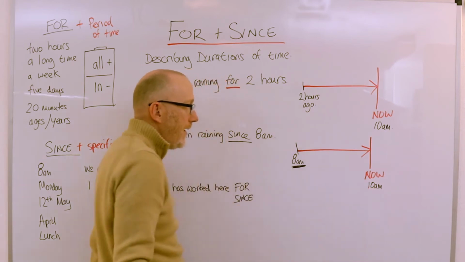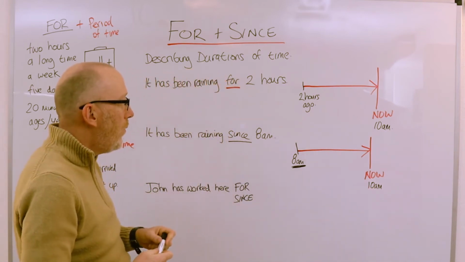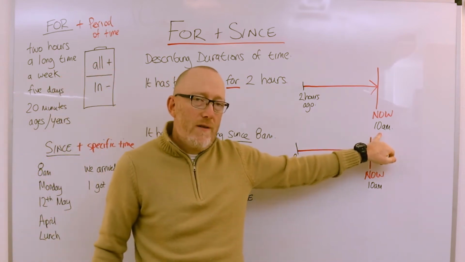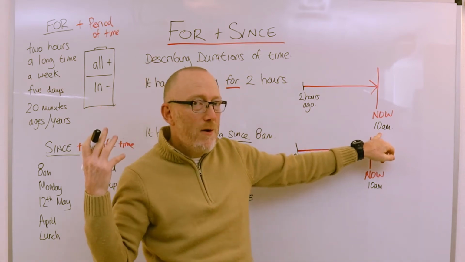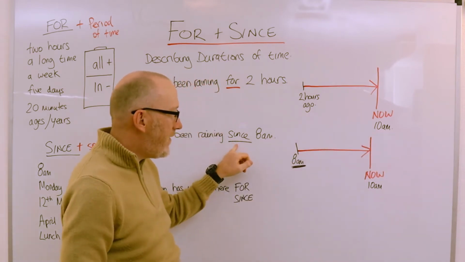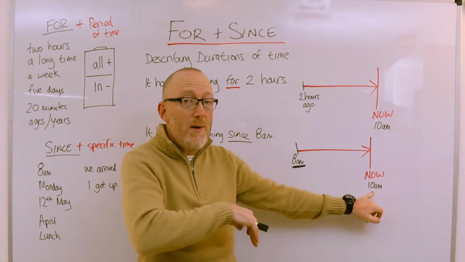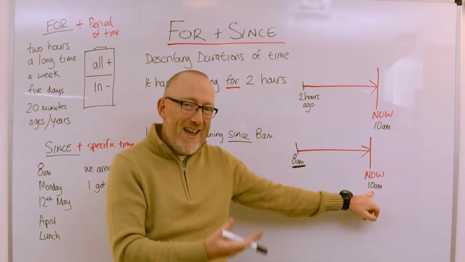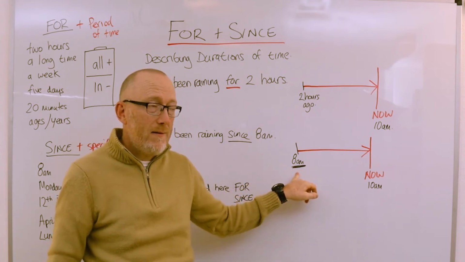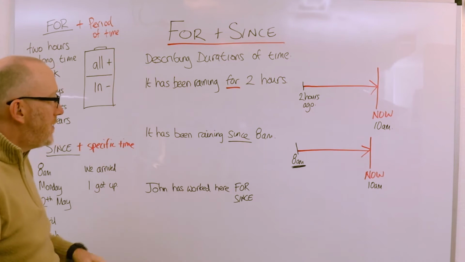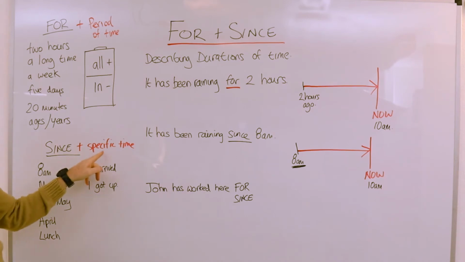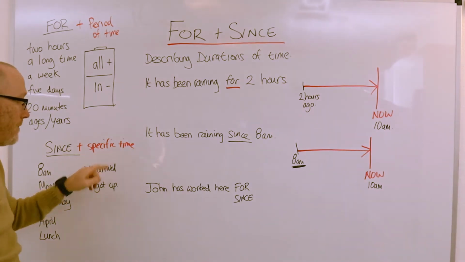Yeah? So you can see what we're really doing is, with for, we're taking the current time and adding a time period onto the back of it in the past. Whereas with since, we know the time now, but we're not just adding any old time period, we're starting at a very specific point in the past. So for plus a time period, since plus a very specific point in time.